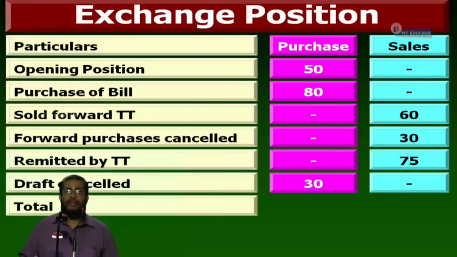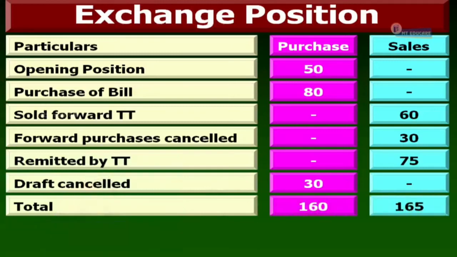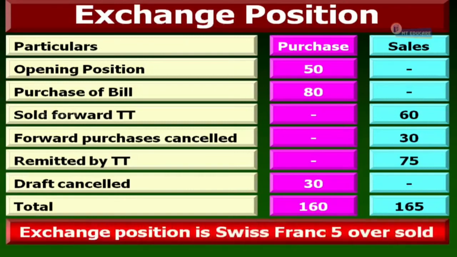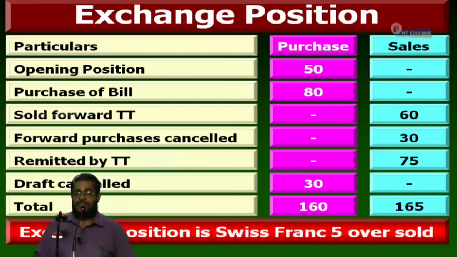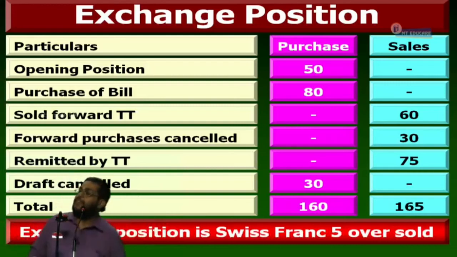Very simple. Tell me the purchases total. This period, it may be for a month. The purchase is going to be how much here? 160 Swiss francs. What is the sale that has happened? 165. Tell me, I ended up this period with overbought or oversold? Oversold. I'm having an oversold 5 Swiss francs. Keep this in mind. I'll come to the target later. So my position at the end of this month is an oversold 5 Swiss francs in my exchange position. Everybody following? Did you understand this?